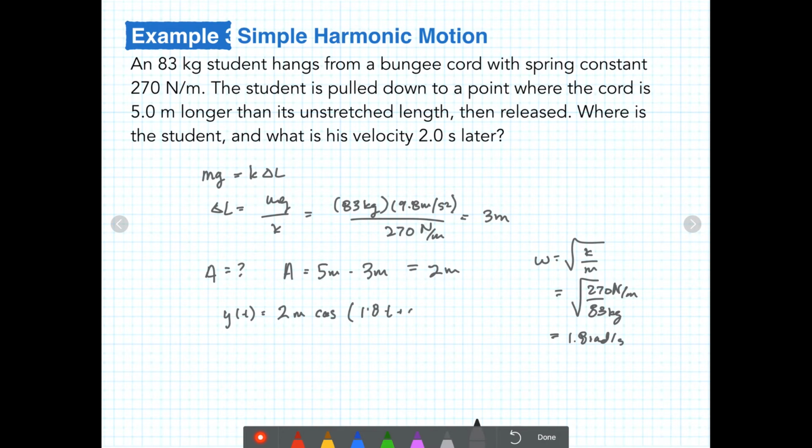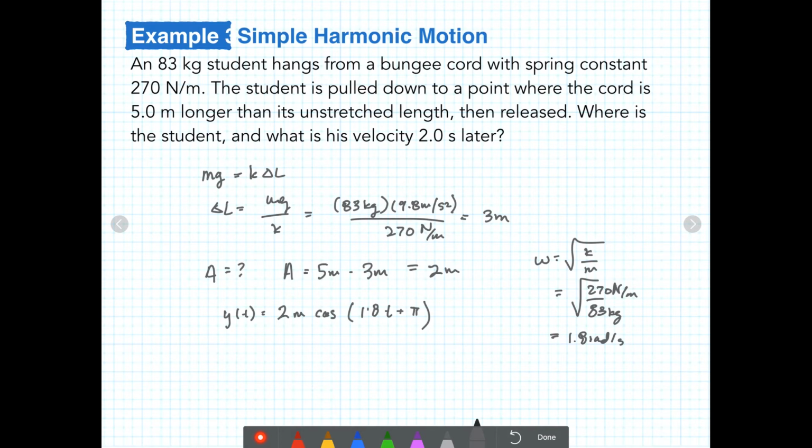So this is 1.8 t plus the phase. Since we are stretched down instead of up, so at our negative instead of positive amplitude, we can remember that a full cycle is 2 pi, so going halfway through the cycle, we've gone to our negative amplitude. So phi is pi. That is our whole equation.